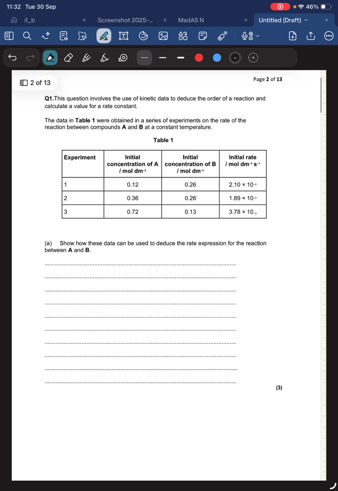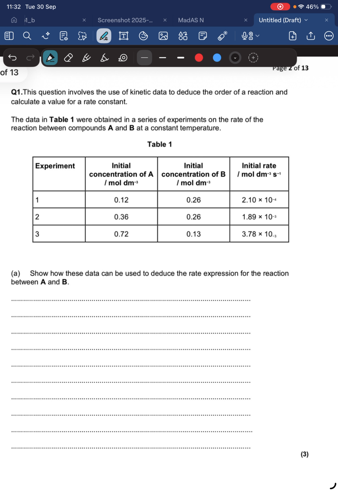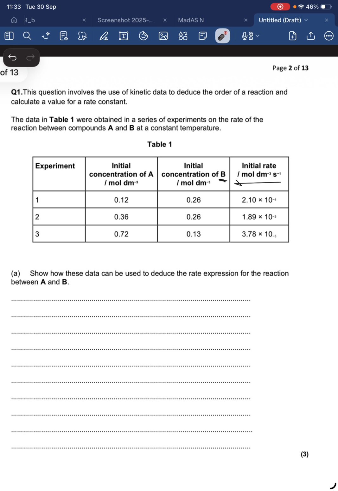When we're looking at something like this, to determine the order, we have to look at each experiment and which concentration has an effect. Over here, we have the initial concentration of A, the initial concentration of B, and then the initial rate. When we're presented with a table and told to deduce the rate expression for the reaction between A and B, what we do is find out how much is multiplied.